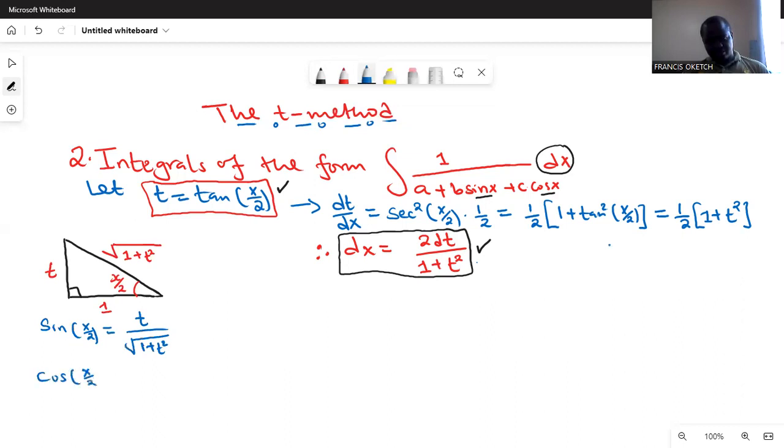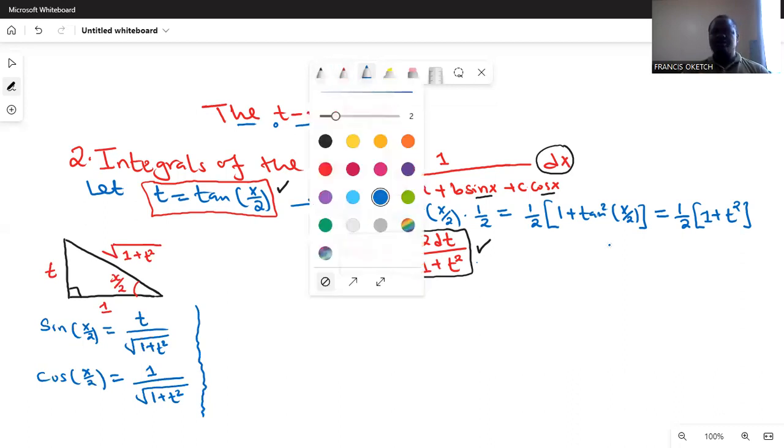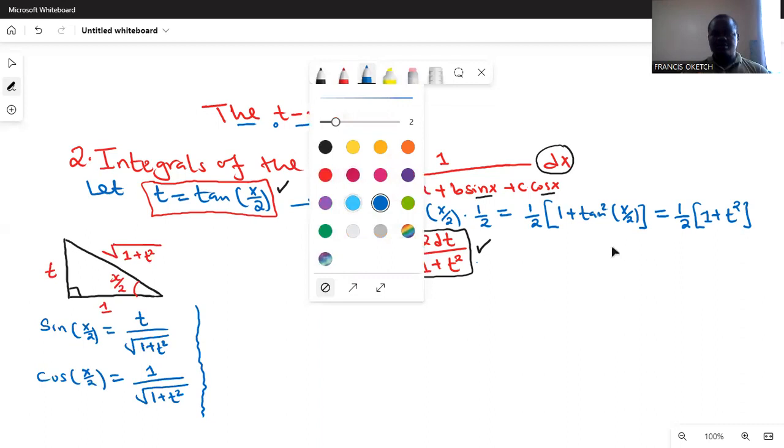Cos x over 2 from that triangle is adjacent, which is 1, over hypotenuse, which is the square root of 1 plus t squared. So now that we know sine x over 2 and cos x over 2, are we able to find sine x and cos x? Yes, we are going to use trigonometric identities.